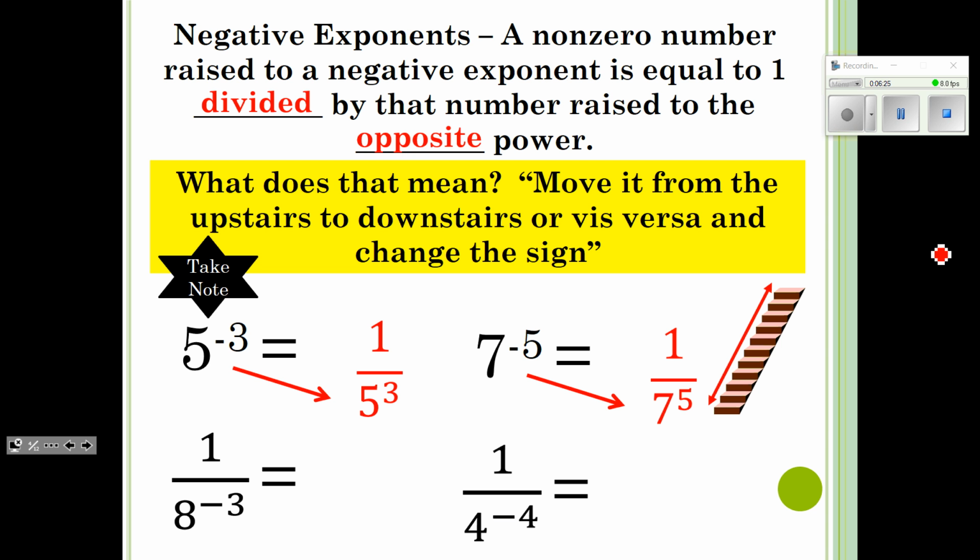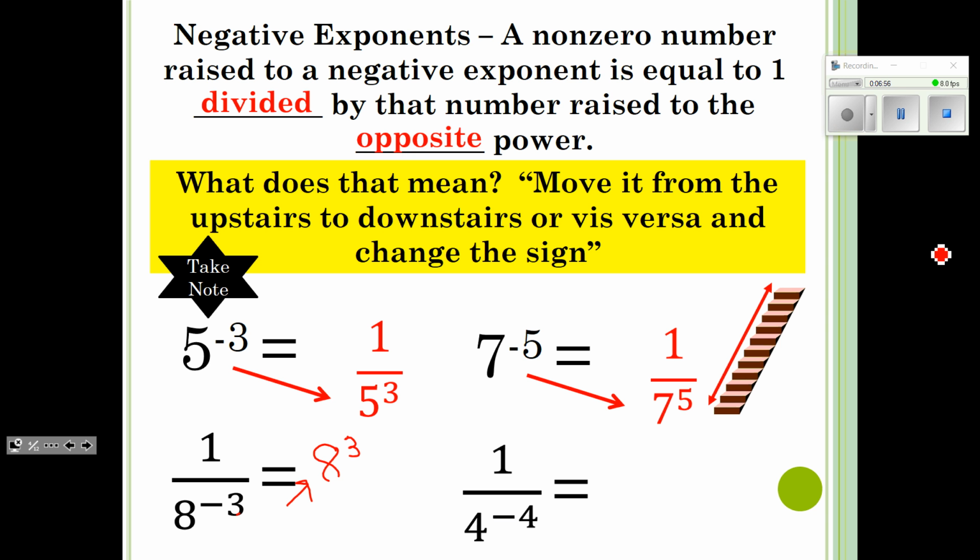On the next two examples, we have the base with the negative exponent in the denominator or downstairs. So again, as soon as we see that negative exponent, the first thing we want to do is get rid of the negative exponent. So we're going to move the base 8 to the upstairs to the numerator, and it changes from a negative exponent to a positive exponent. That leaves nothing down in the denominator. You can have it over 1, but that can also be invisible. And now you evaluate 8 to the third power.